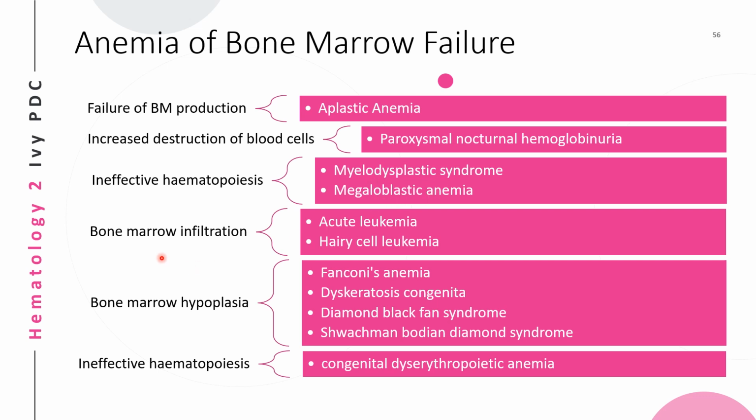For bone marrow infiltration, we have acute leukemia and hairy cell leukemia. The hairy cell leukemia is mentioned in the other videos. For bone marrow hypoplasia, we have Fanconi's anemia, dyskeratosis congenita, Diamond-Blackfan syndrome, and Shwachman-Bodian-Diamond syndrome. And lastly, for ineffective hematopoiesis, we have congenital dyserythropoietic anemia.